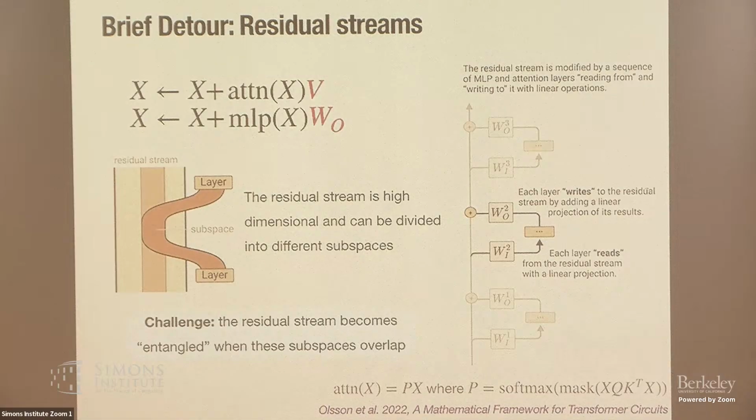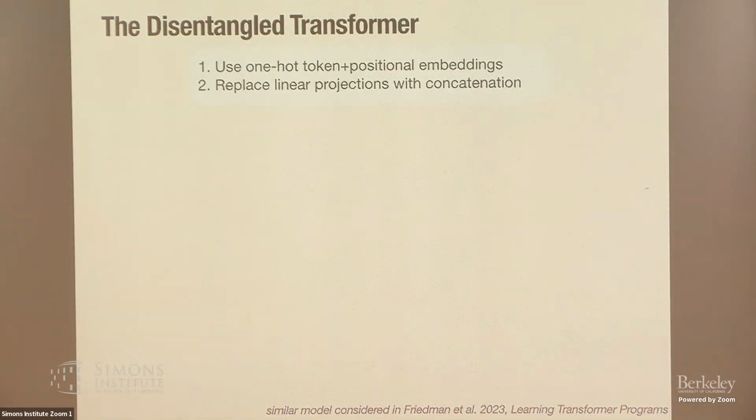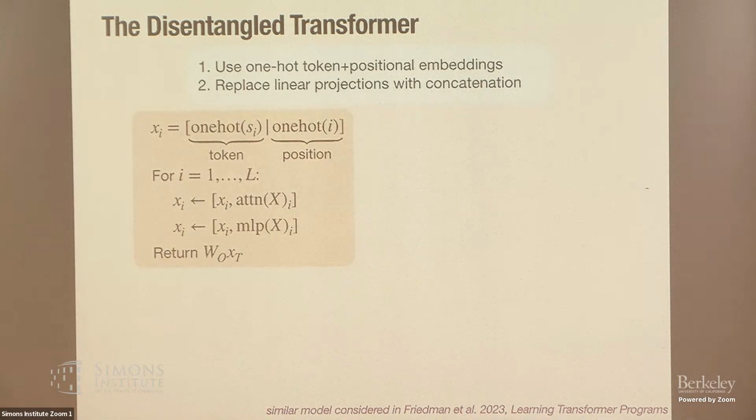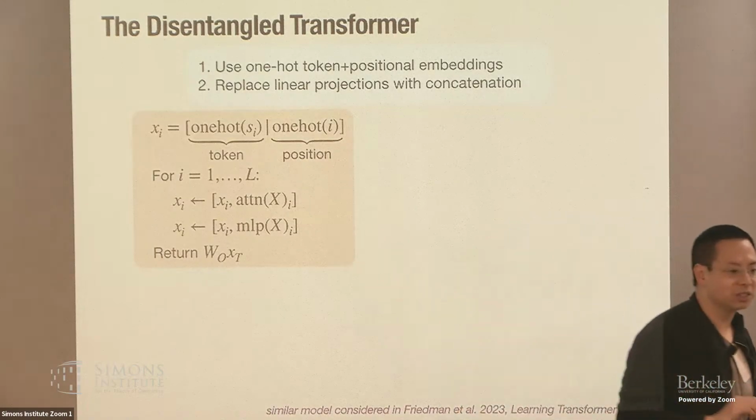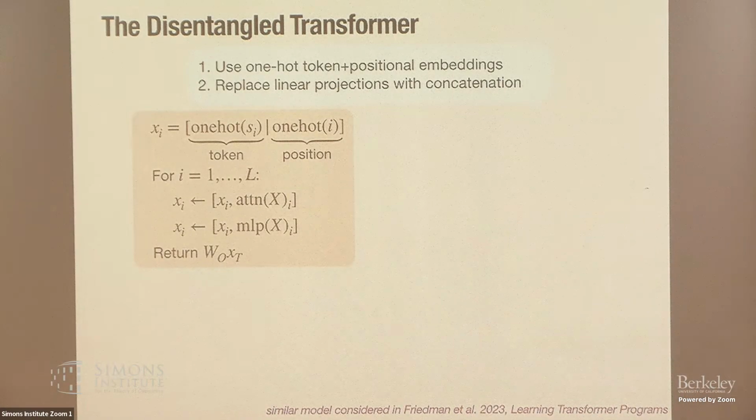So the alternative is we'll look at these transformers with just one hot tokens, which is kind of standard, and then one hot positional embeddings. And then we'll replace any linear projection, which is usually added into the residual stream. Now we're just going to grow the residual stream. This is literally what it means in terms of code: every time, this thing is growing in dimension. So this is not a practical idea at all.